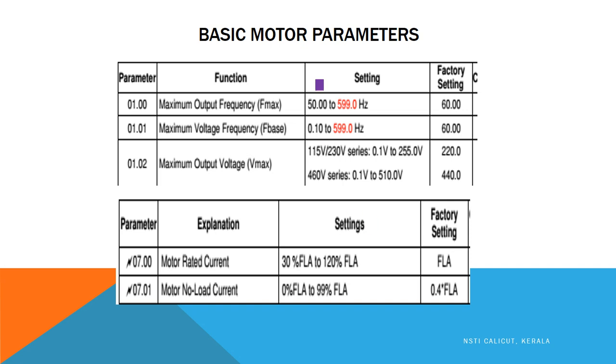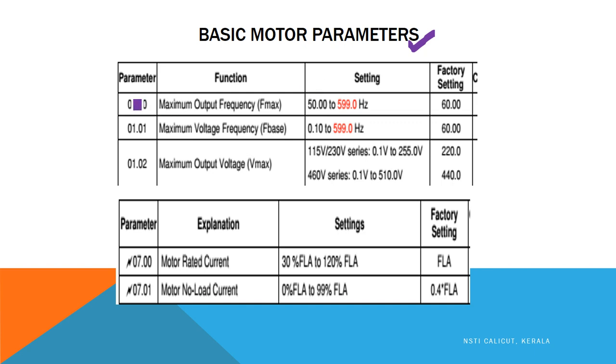Let us see the basic motor parameters. Suppose you have a system, that is a motor, and you have a supply. You purchased a new VFD. After making the power connection and signal connection, everything, we have to set the motor parameters. What does it mean? The motor has some specifications. We should give these as input to the VFD. Then the VFD will work suitably for that rating.